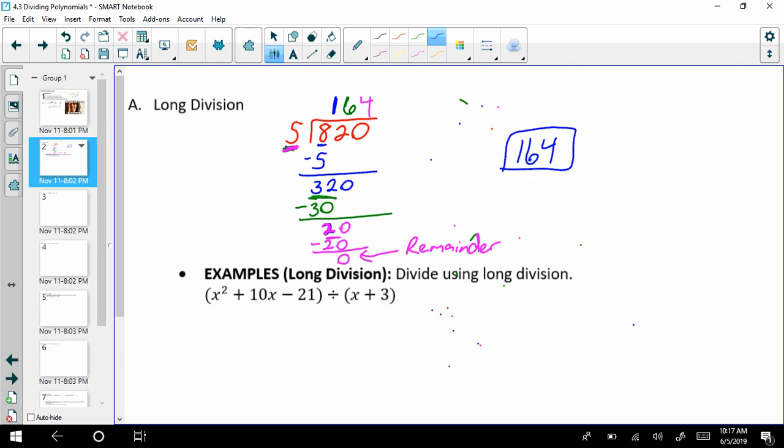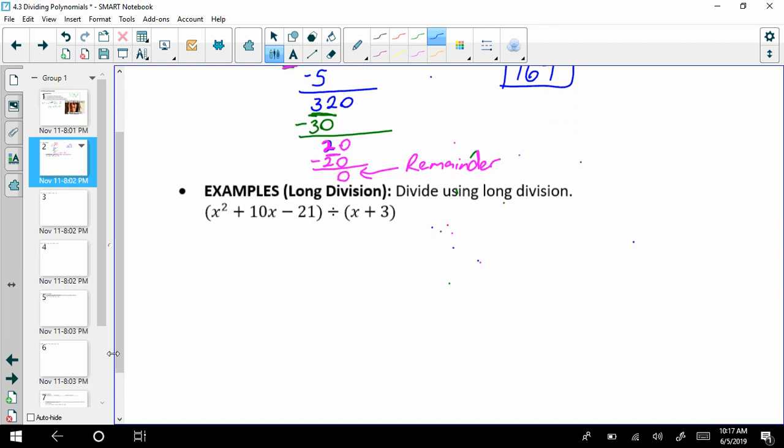If you can do that, we're going to do that exact same process, but with polynomials. It's going to work the exact same way. So let's look at this first example. Divide using long division. Now I do have a typo in this problem that I want you to fix. In the first polynomial, it should say x squared plus 10x plus 21. Please change that to a plus.